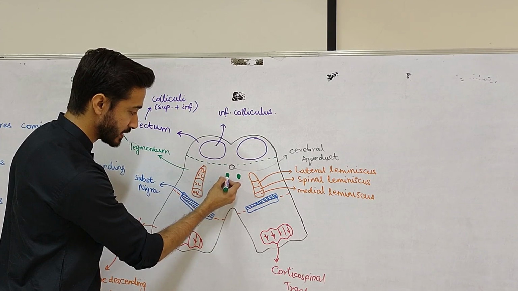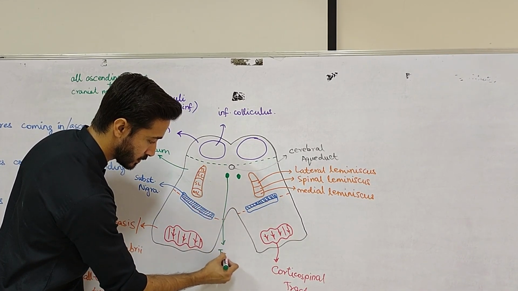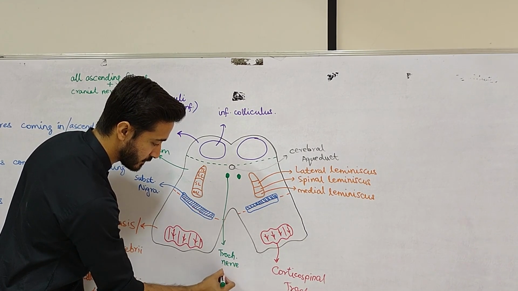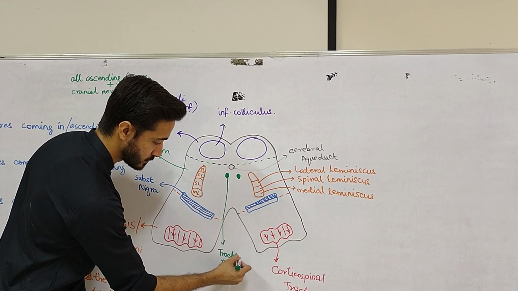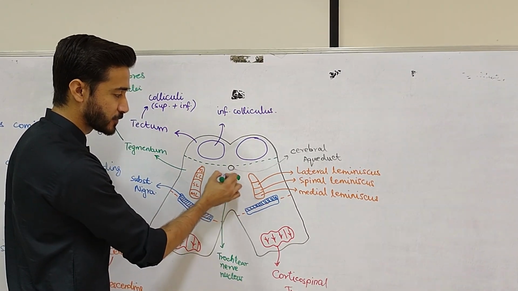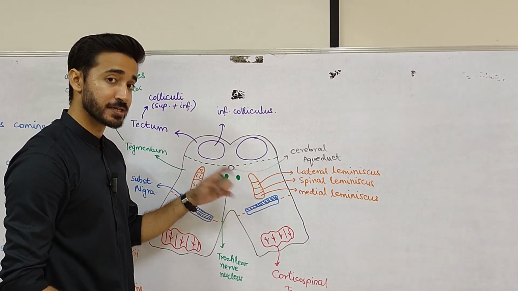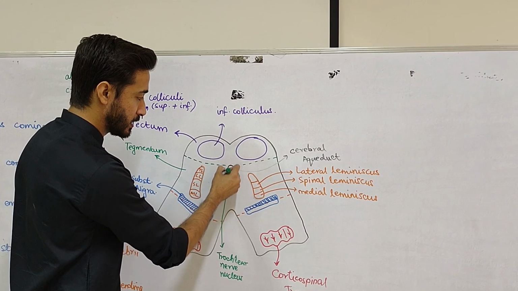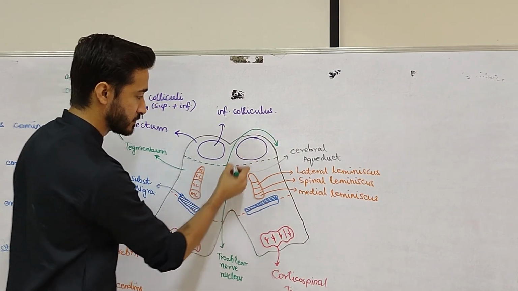So let's label them as trochlear nerve nucleus. After that, we have to show the nerve. Now we have to show that again it's going to be emerging posteriorly and it's going to be crossing. So you need to show it in this fashion.